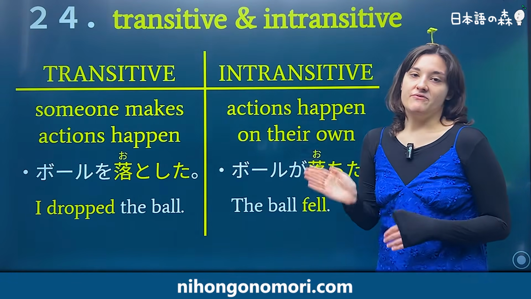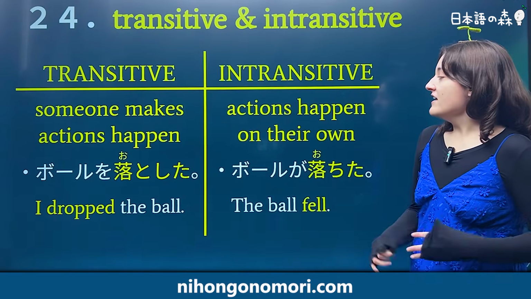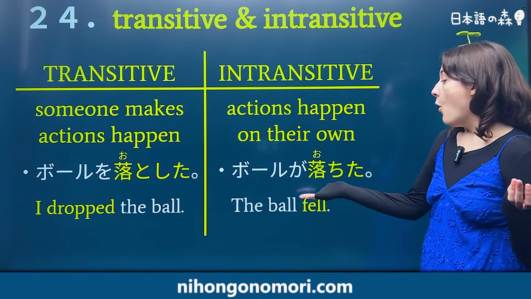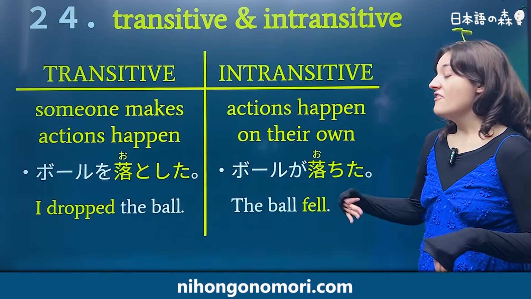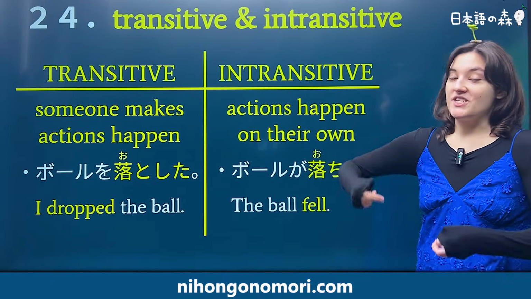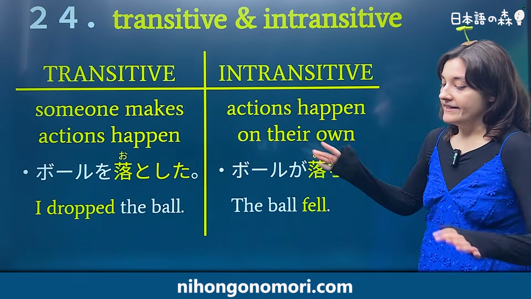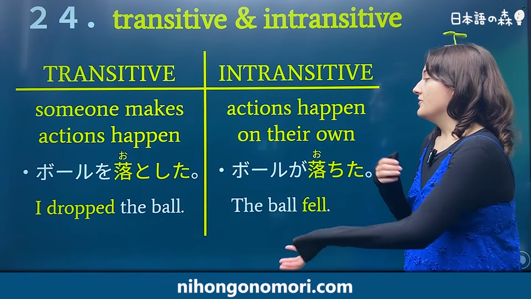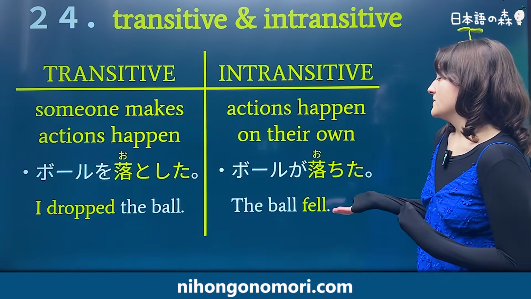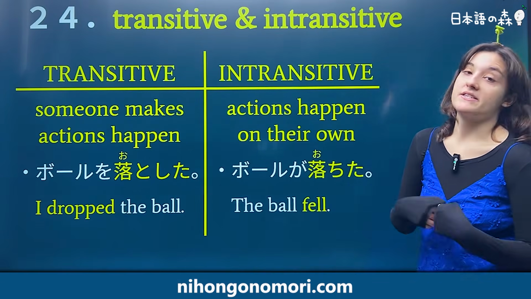With intransitive verbs, we can describe things that happen on their own. You know, like ボールが落ちた. The ball fell, right? The ball, because of gravity, just fell on its own. Nobody acted on it, right? And so that's our difference between transitive and intransitive verbs.